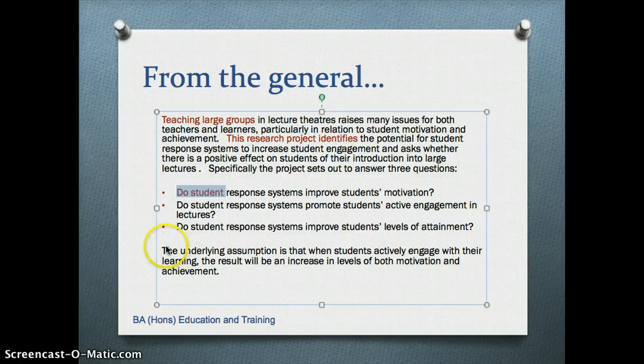And here, just at the bottom and the end of the first paragraph, is an assumption that was made at the start of the project, which is that when students actively engage with their learning, there will be an increase in levels of motivation and achievement. So the first paragraph does exactly what it says. It is a general introduction to the project itself, and the particular research questions that are going to be dealt with are identified in that first paragraph.